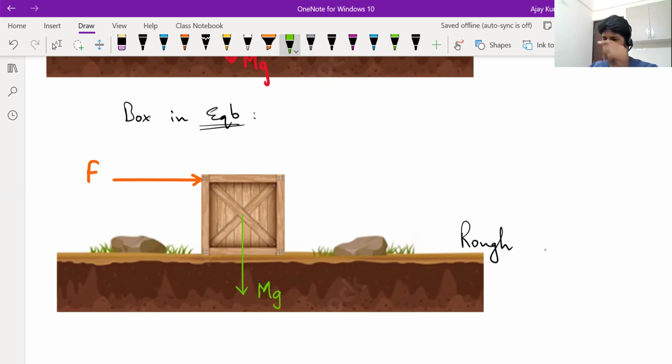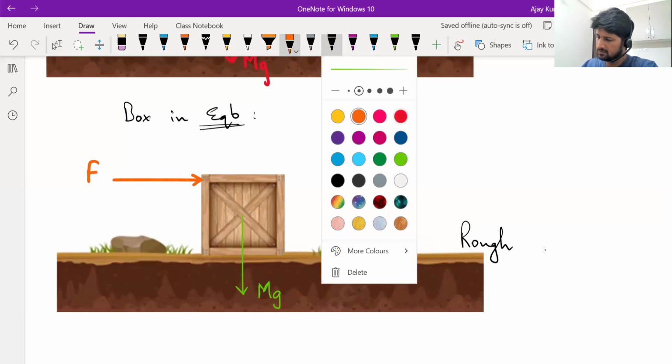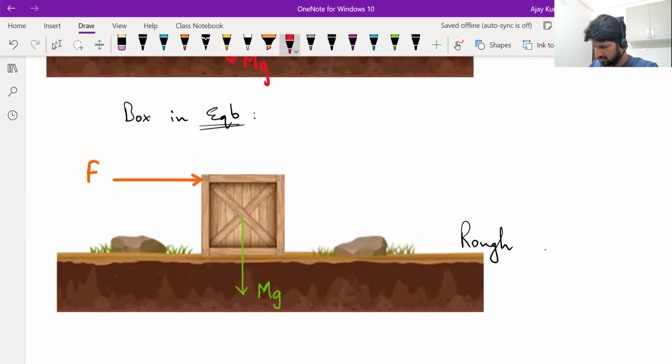Now, normal force will act on the base. Friction is also a contact force. It will also act on the base itself, and friction acts to the left. So when seen from this angle, we can tell for sure that friction's line of action will be like this, to the left. Let me name it small f. Capital F is the external force that we are applying. Small f will be acting, and in fact, small f should balance capital F. That is the only way the box can be prevented from sliding.